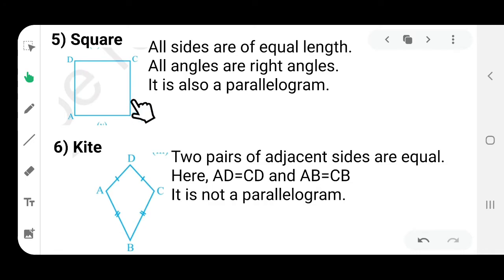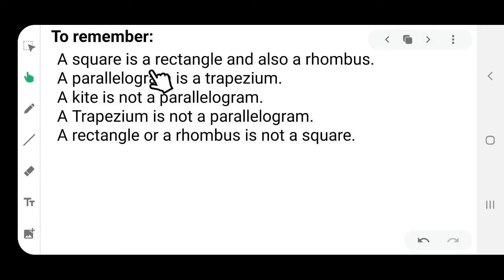रोम्बस में क्या होता है? All the four sides are equal. यहाँ पे भी square में all four sides are equal है और this is a parallelogram also. सो एक square is also a rectangle and also a rhombus. Because why? Because it follows the condition of rectangle. Rectangle का जो condition होता है कि pair of opposite sides are equal, वो follow होता है. और rhombus में भी all the four sides are equal, वो भी यहाँ पे follow हो रहा है. So it is also called a rectangle and a rhombus.